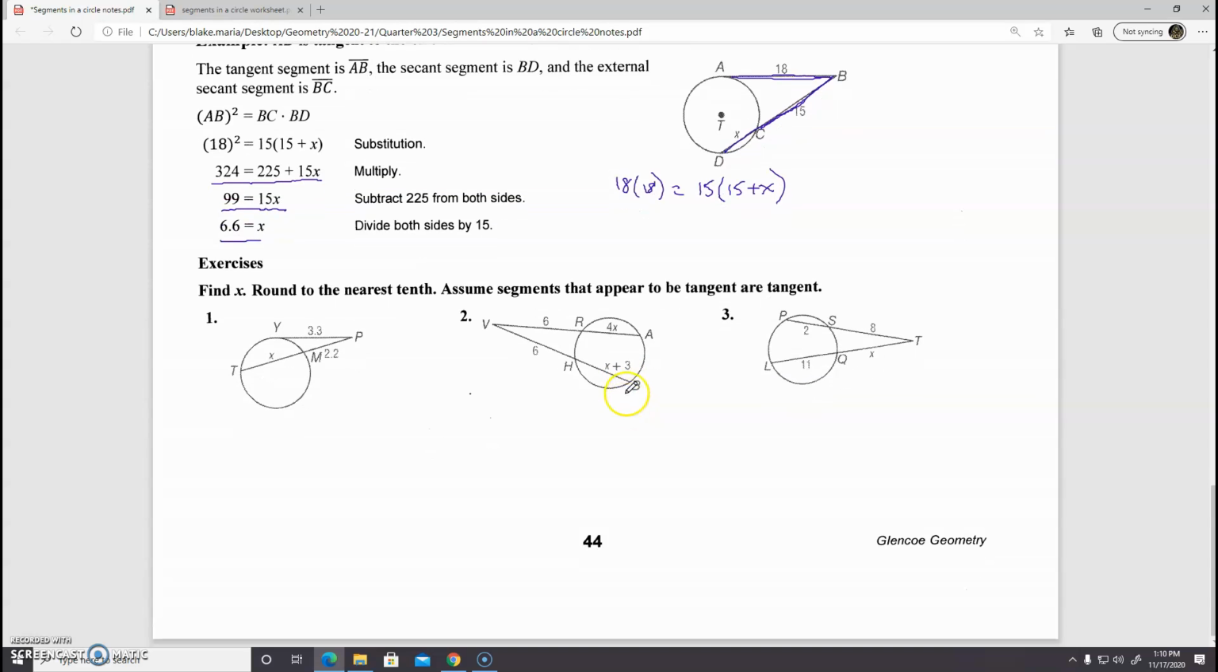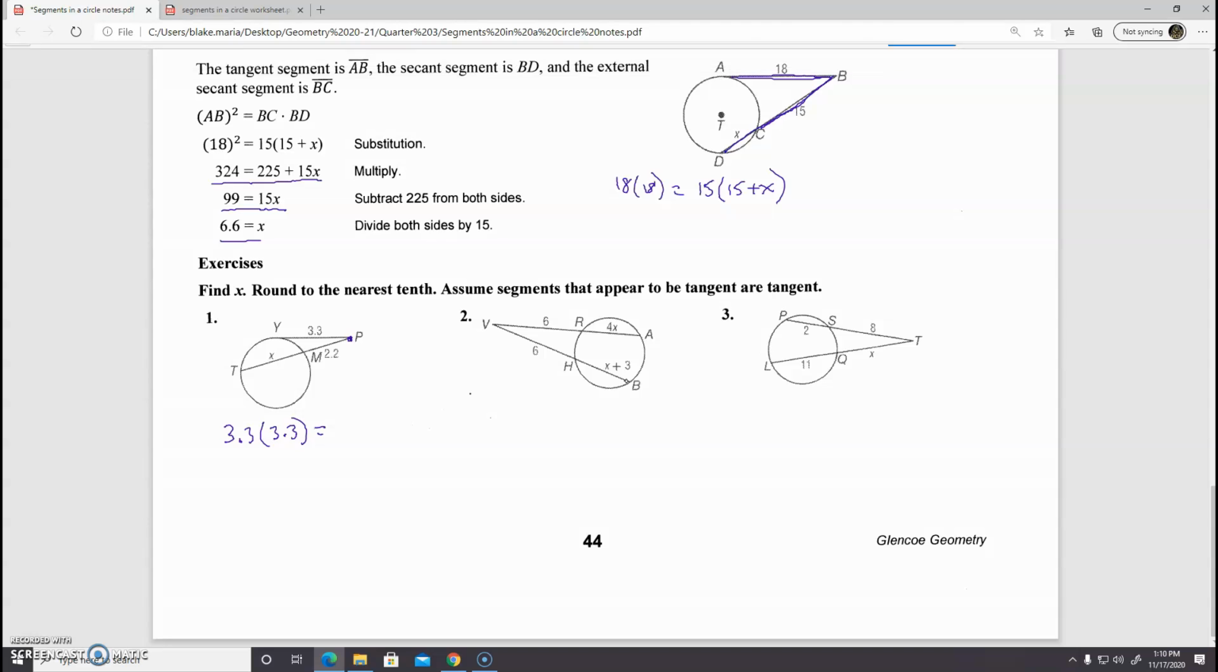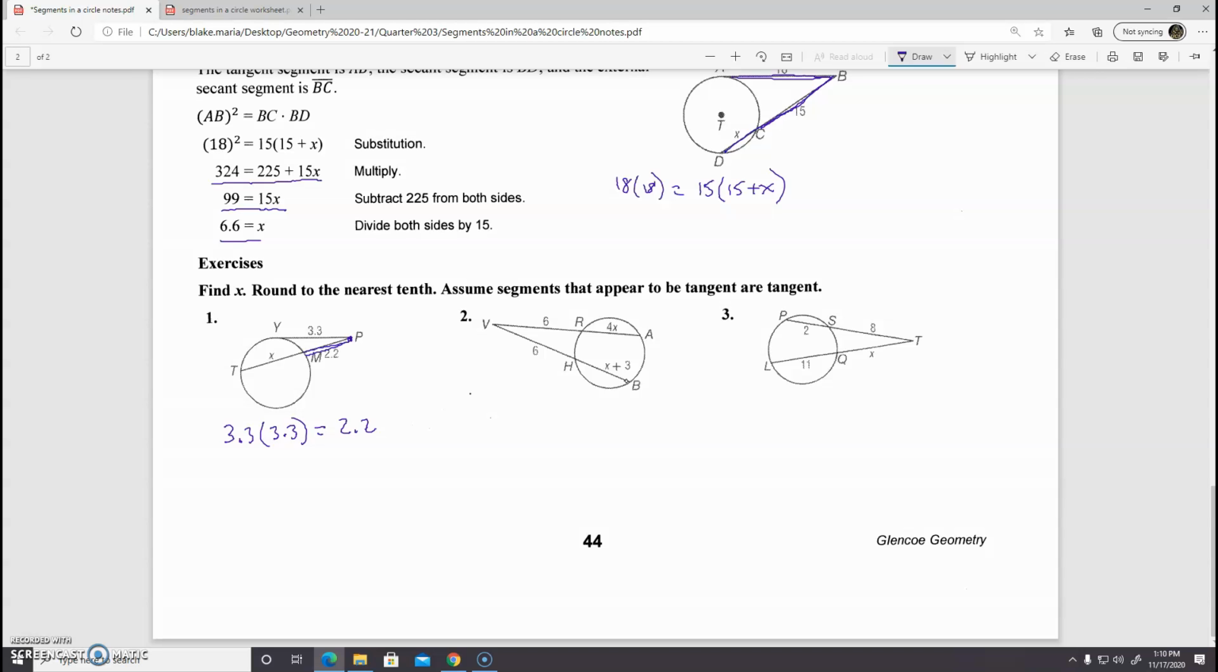All right, let's try a couple of examples on our own here. So here, chunks, we see they're crossing outside. Chunk times whole, all right, which just happens to be the same here. Here, chunk is 2.2, right, little chunk right here, and then the whole thing is 2.2 plus x.